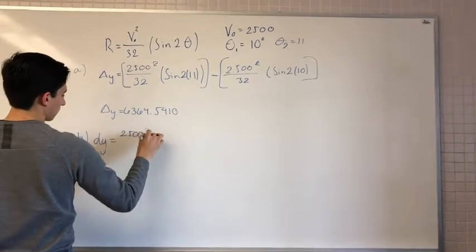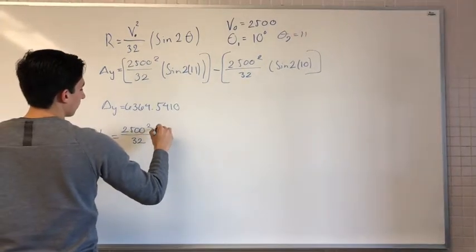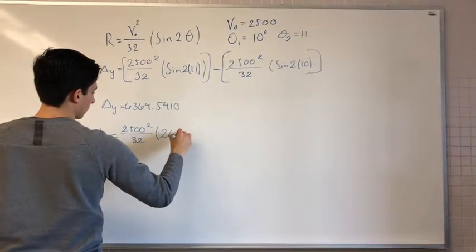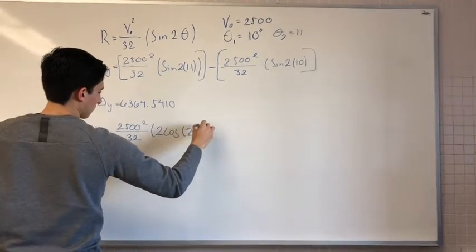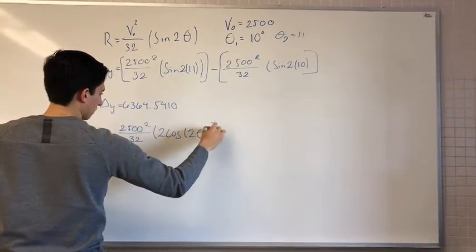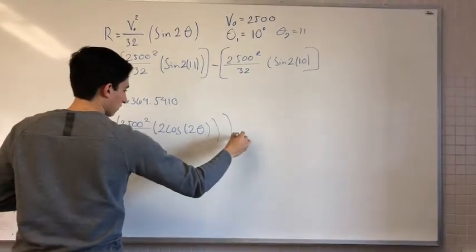The formula to find the differential is dy equals f prime of x times dx. To find the differential, first we need to derive the equation, which in this case is 2,500 squared over 32 times 2 cosine of 2 theta.